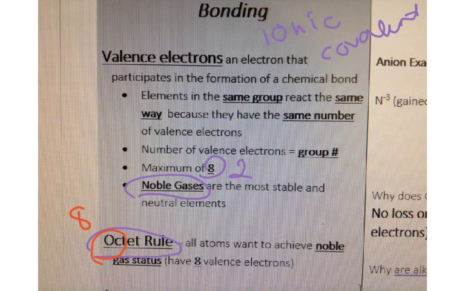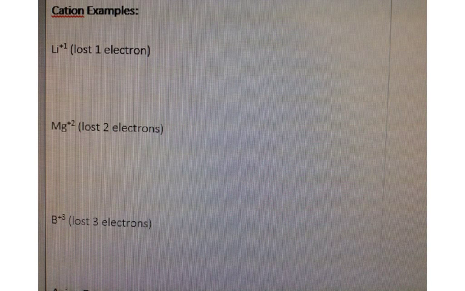Well, what does the octet rule deal with when we're talking about valence electrons? What it says is that all elements, no matter what, want to achieve 8 valence electrons. So what that means is they will give up enough electrons to make it have 0, or they will gain enough to make it 8. No matter what they have to do, they will try to get those 8 valence electrons to reach that octet rule.